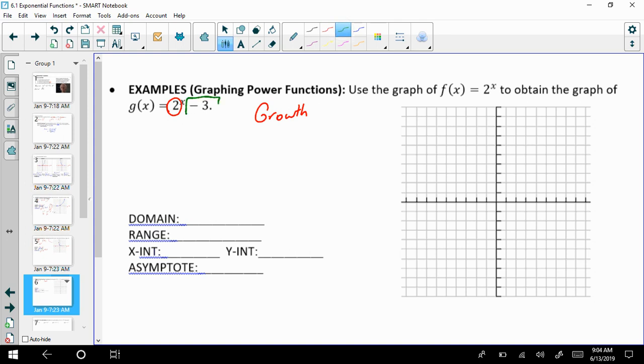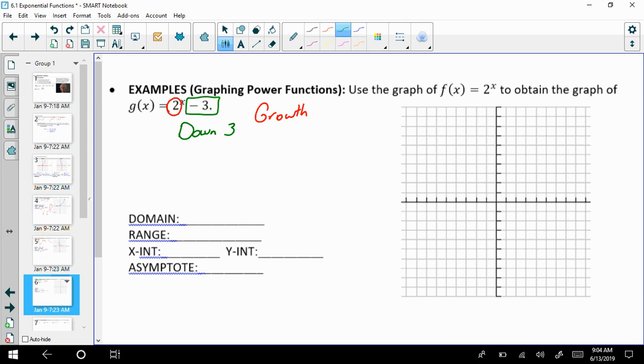Notice on this one, there is this -3 out back. What kind of a transformation is that? When it was out back and it was being subtracted, what did that do to our graph? You should say this means the graph is going to actually move down 3. All right, so we have to take that into account.